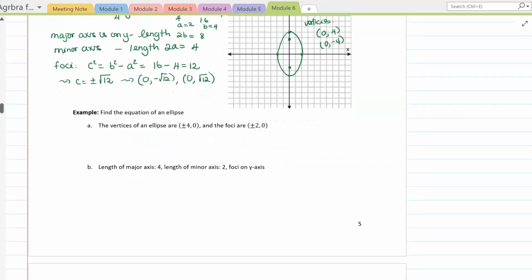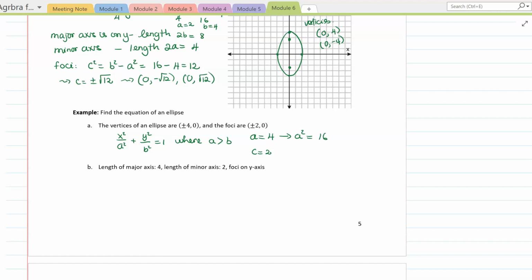We want to find the equation of an ellipse with the given conditions: the vertices of the ellipse are plus or minus 4, 0, and the foci are at plus or minus 2, 0. Note that both the vertices and foci are on the x-axis. This means we have the case where the denominator of x is greater than the denominator of y. So this is the equation in the form x squared over a squared plus y squared over b squared equals 1, where a is greater than b and a equals 4. So a squared equals 16. If the focus is at 2, then c equals 2.